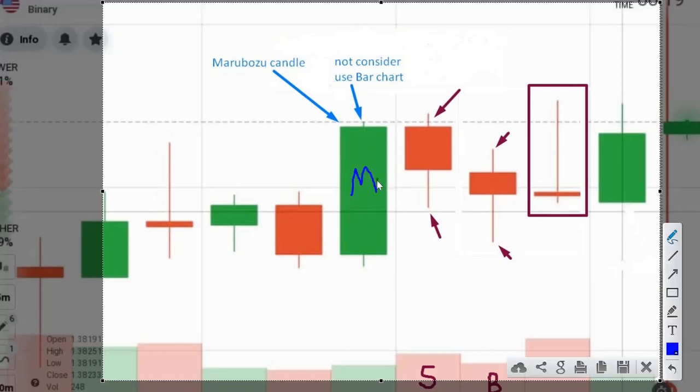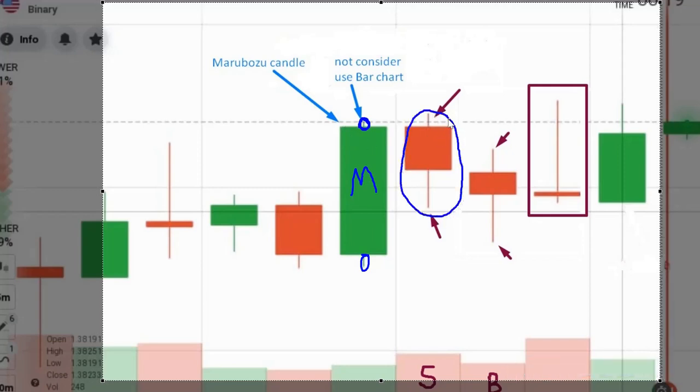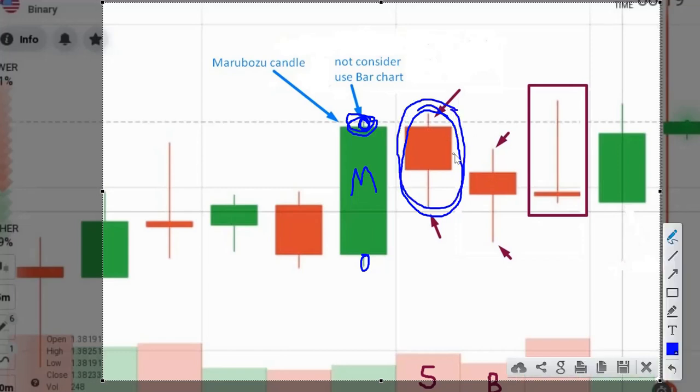That means here sellers enter, but here sellers didn't enter. Using the Marubozu rule, in this candle sellers will strongly enter. Marubozu says that if any party didn't enter on any side, then in the next candle that party will strongly enter. Now sellers didn't strongly enter, that means in this candle sellers will strongly enter, and buyers will try to stop the sellers.